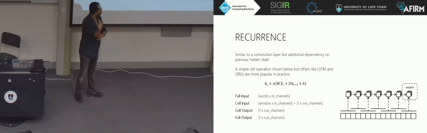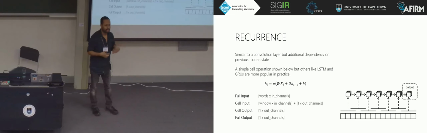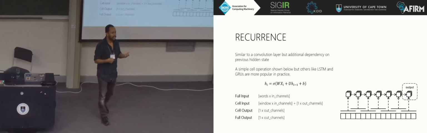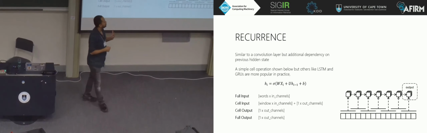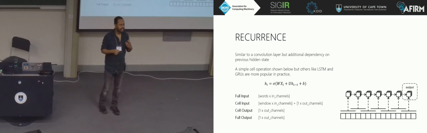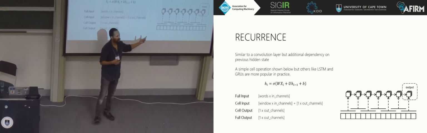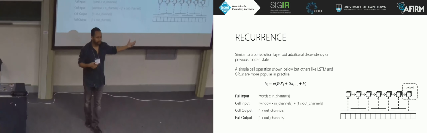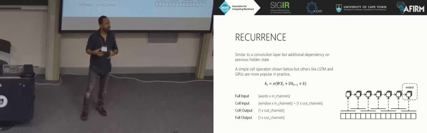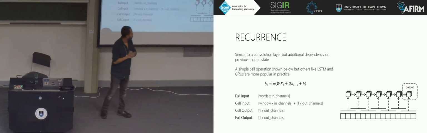By the way, for people who are familiar with convolution, recurrence, and other things, you will notice that I'm drawing these diagrams slightly differently, and it's intentional. I'm drawing convolution and recurrence to look as close as possible, because they are very related. I want to emphasize the similarity rather than the difference between these different things.